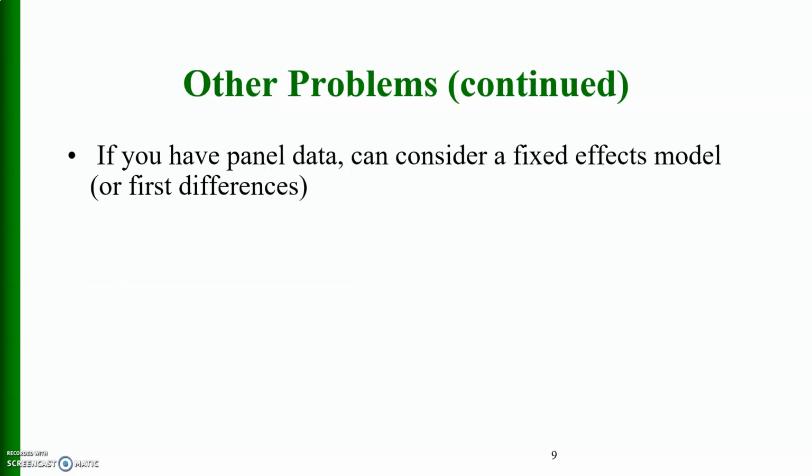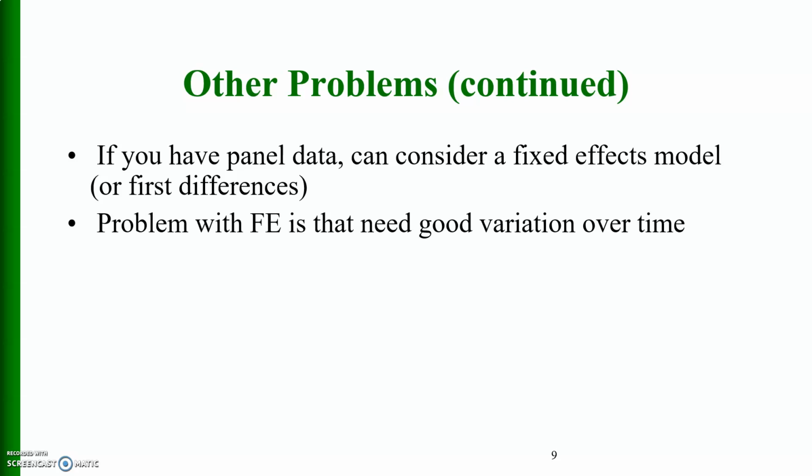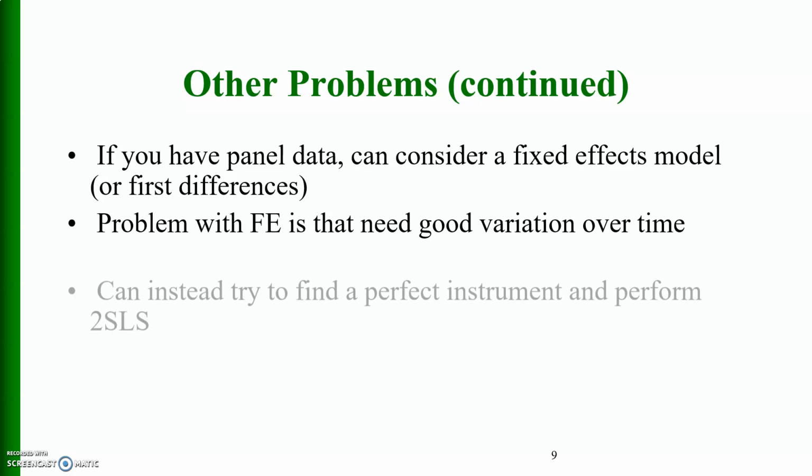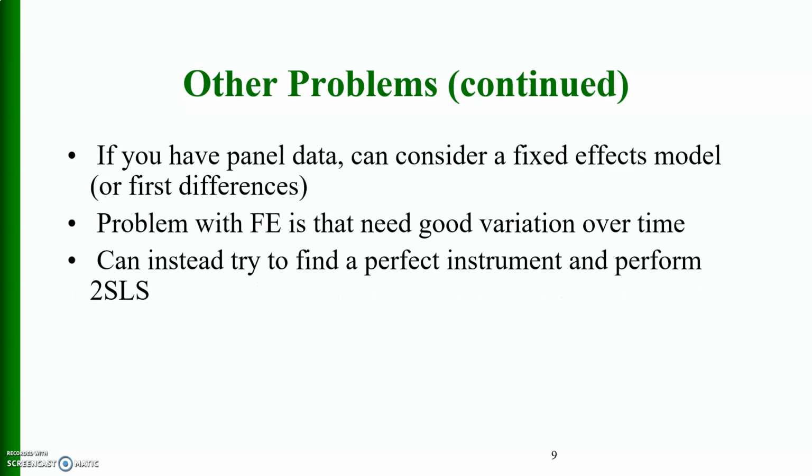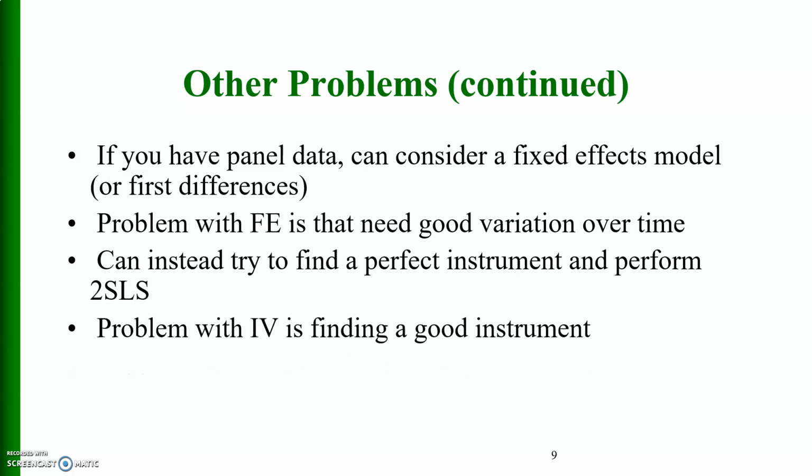If we have panel data, we can consider a fixed effects model, but the problem with the fixed effects model is that we need good variation over time. Instead, we can use a perfect instrument and perform two stage least squares. But the problem with the instrumental variable is that we need to find a very good instrument.